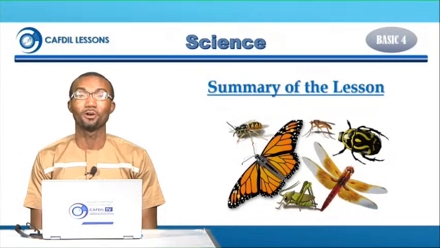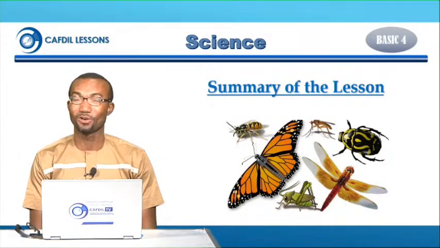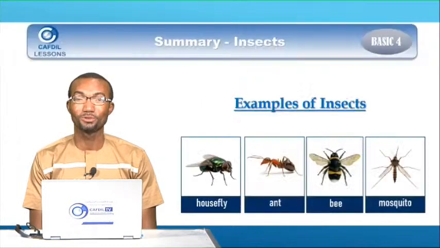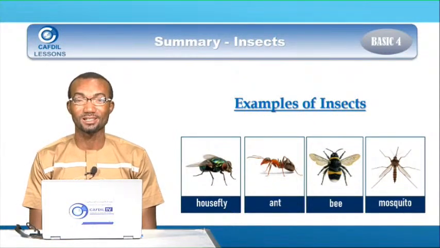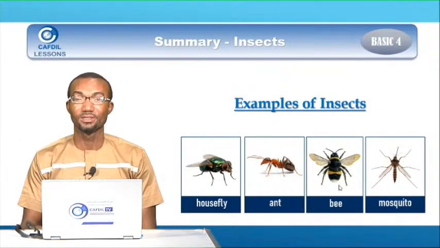Great. We are almost at the end of our lesson on insects. Let's go through some of the things we talked about. We said that insects are the smallest of all animals, with 6 legs and no backbone. We talked about housefly, ants, bee, and mosquito as examples of insects.